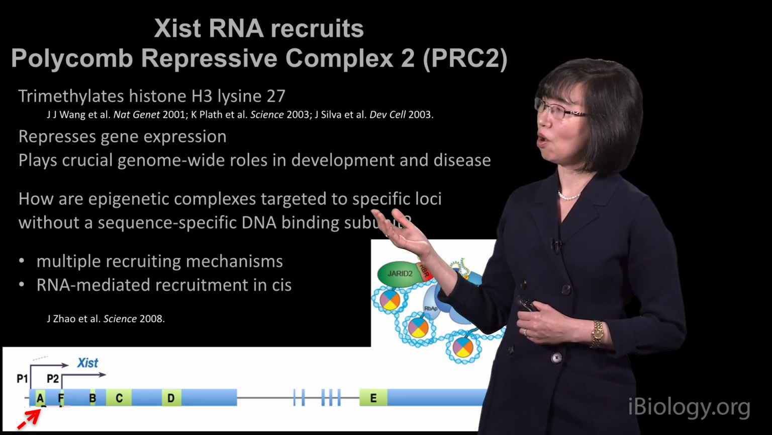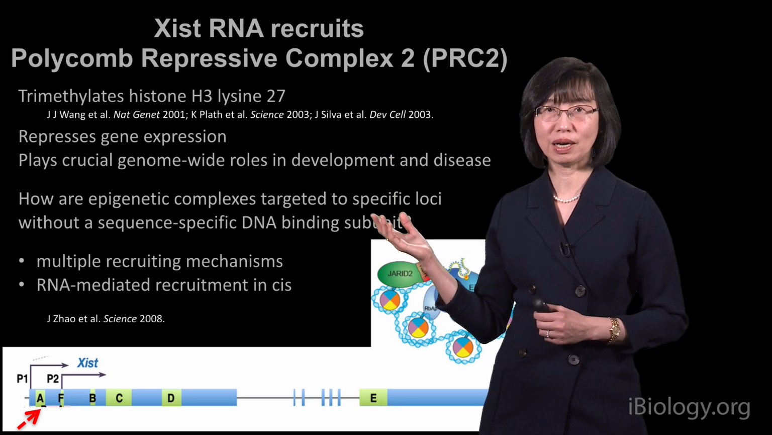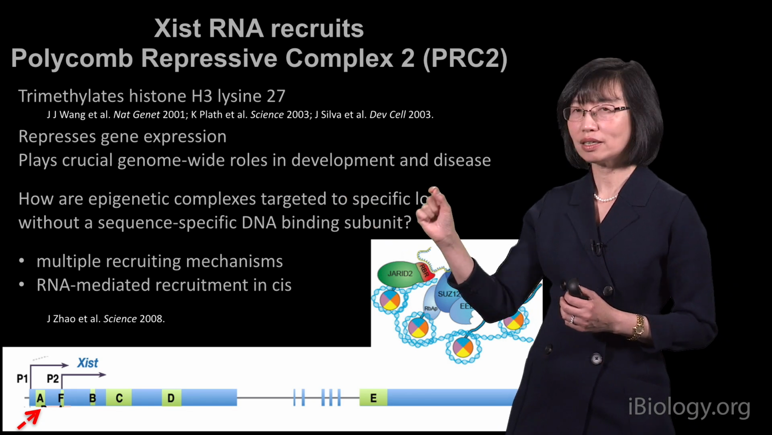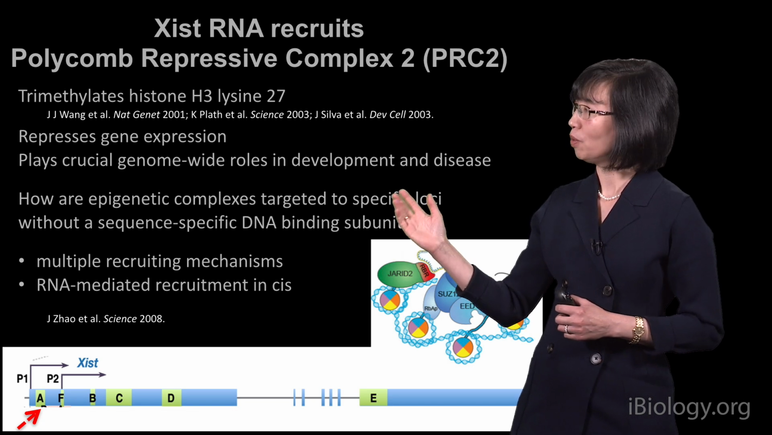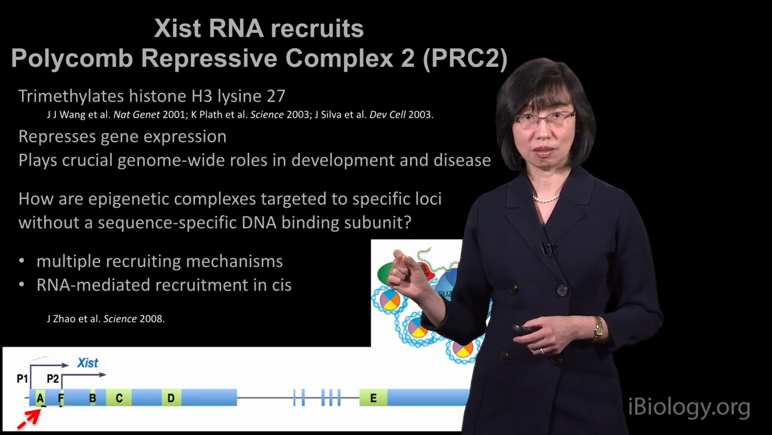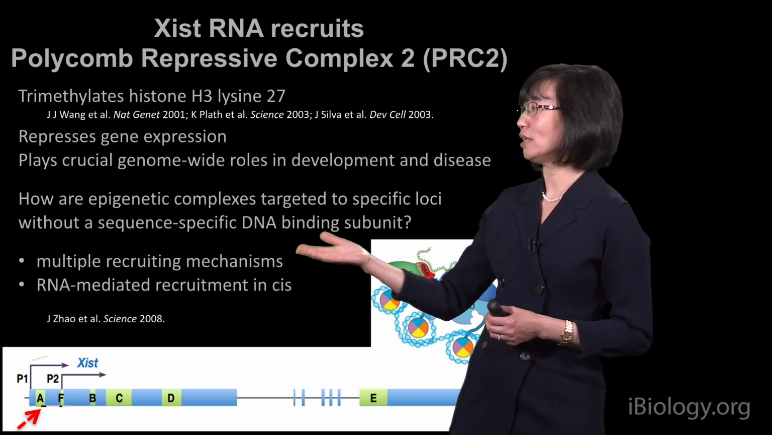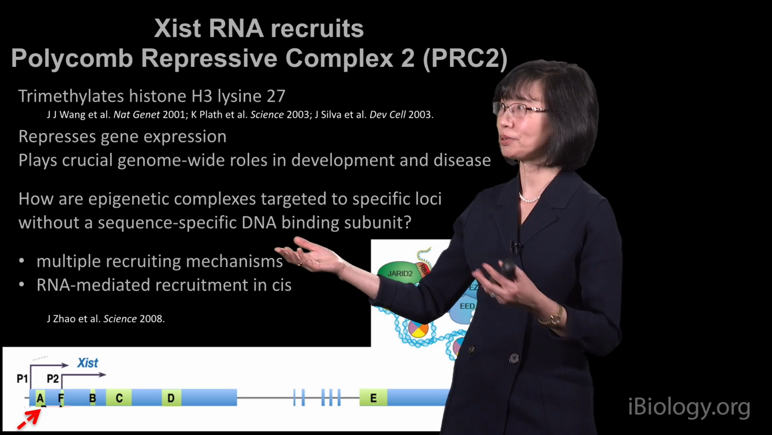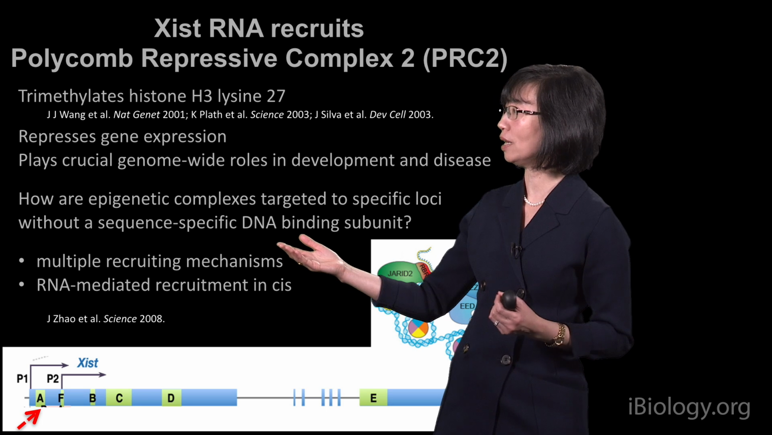However, there has been a long-standing question in the field, not just about polycomb complexes, but about many, many other epigenetic complexes, about how they can be targeted to specific locations in our genome when these complexes are largely devoid of a sequence-specific DNA binding subunit. Okay, so how do they know where to go? Now, the answer to this question is going to be multifaceted, of course. There are going to be many different recruiting mechanisms, including transcription factors, including specific motifs in DNA and whatnot.